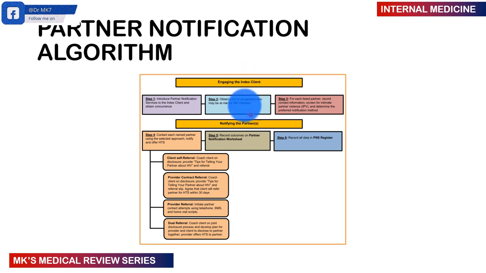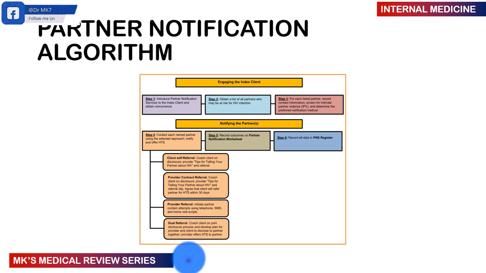Then when notifying the partner, we of course contact each of the named partners, and we use different approaches. So we can use the client self-referral, like I talked about earlier on. We can use the provider contact referral. We can use contract referral, rather. We can use the provider referral. We can use the dual referral system. Those are the different systems that we can use to actually contact the partner.